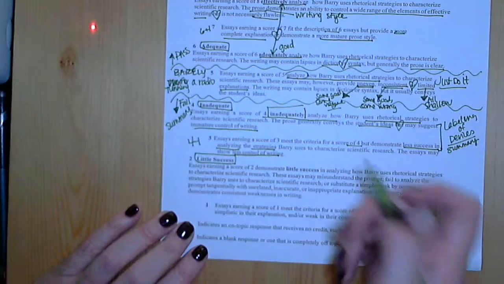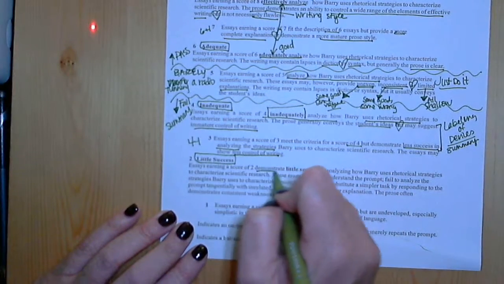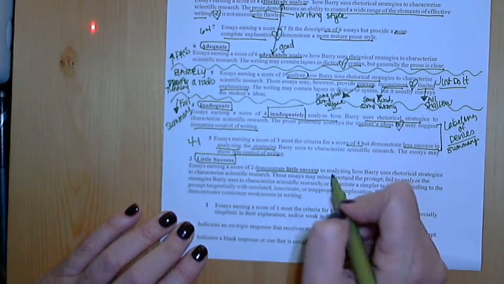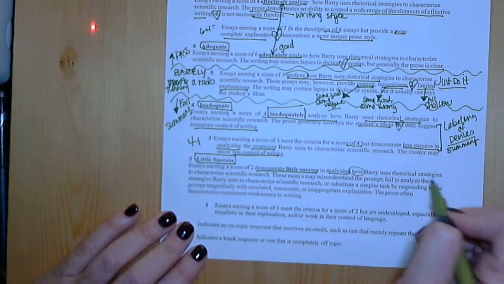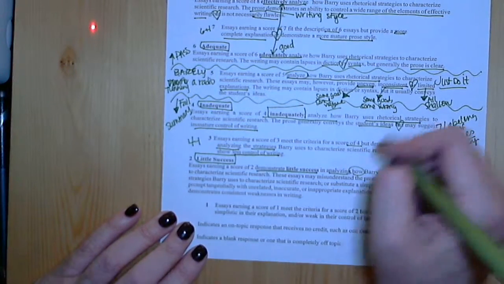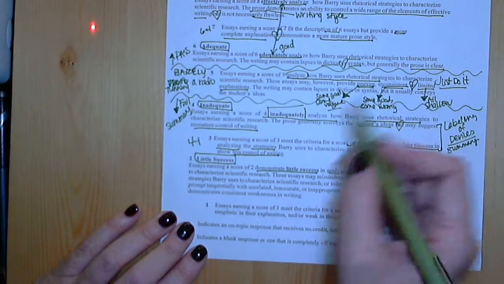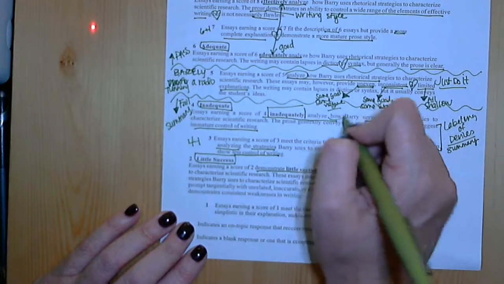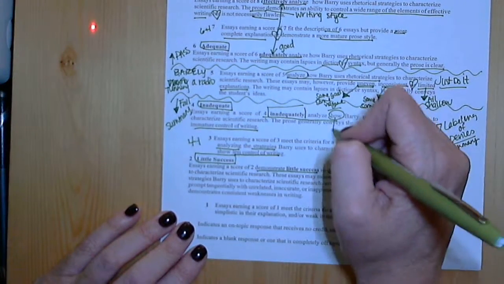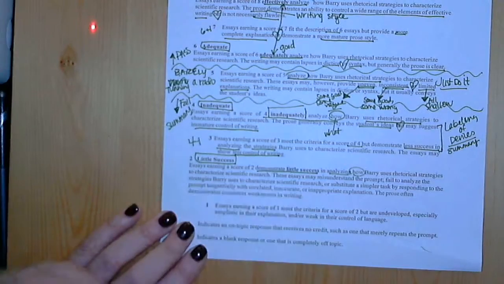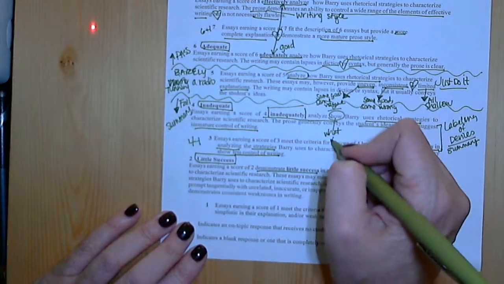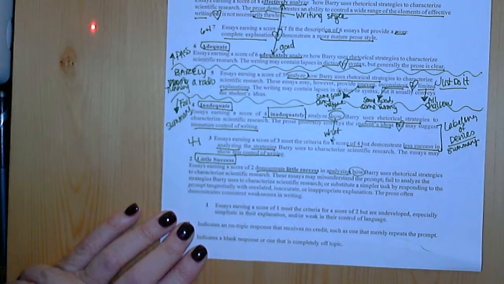All right, the 2, they demonstrate little success in analyzing how Barry uses rhetorical strategies. Here, with these, you're going to see where it says how. This is usually where you're going to say what. In the 4 and the 3, it's going to say what Barry used, not how he used it, if that makes sense. And we'll see it when I start scoring something else.